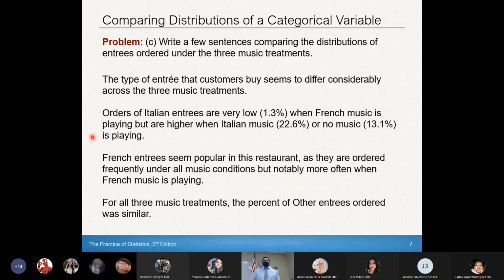All right, so essentially we're trying to make a statement about how each of the treatments affects each of the different entree choices.